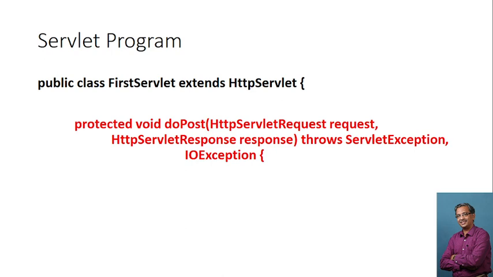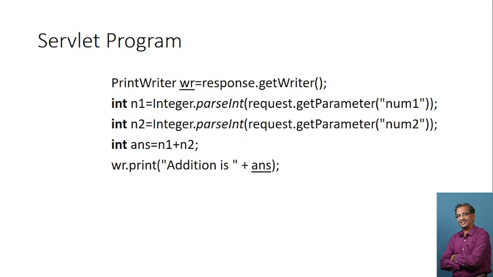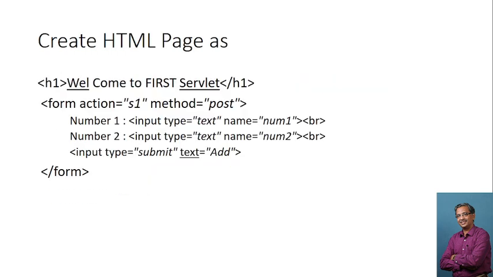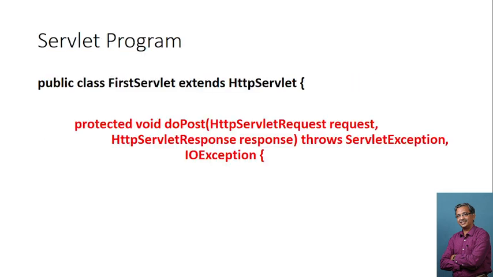Now how to fetch the data? Data we fetch with the help of getParameter, with the help of the request object. So here we have mentioned request.getParameter. This num1 and num2 which is mentioned here must match the name which we have mentioned within the form. So here we have mentioned num1 and num2, so this must match over here.